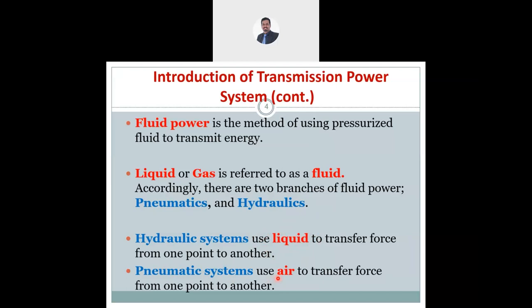Okay, a pneumatic system uses air to transfer force from one point to another. Normally for a pneumatic system, we will compress the air. Air has two forms: uncompressed, which is the air, the oxygen around your surrounding. With this air, you can only generate wind power, which is not so useful in a pneumatic system. But if you want to use air in your pneumatic system, you compress it first, put it in a tank, and then you can use it.